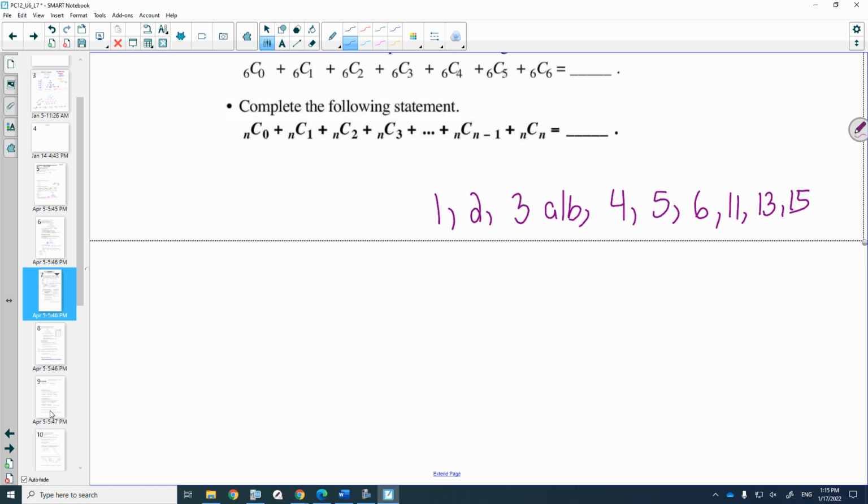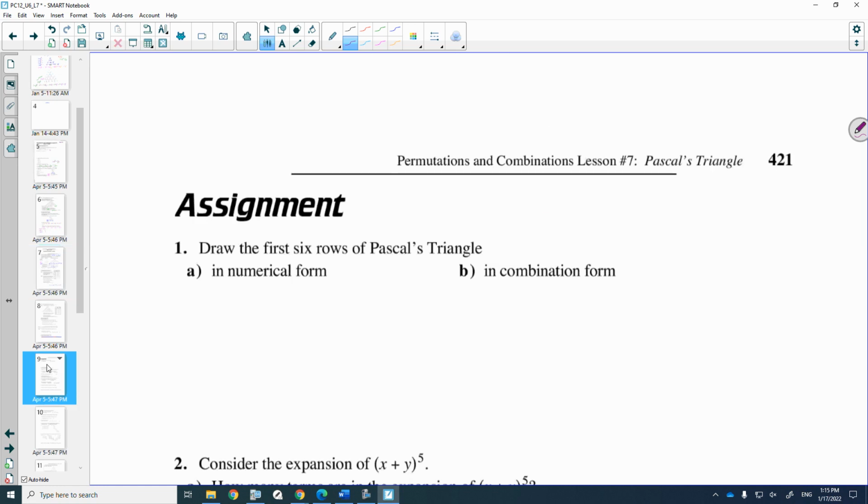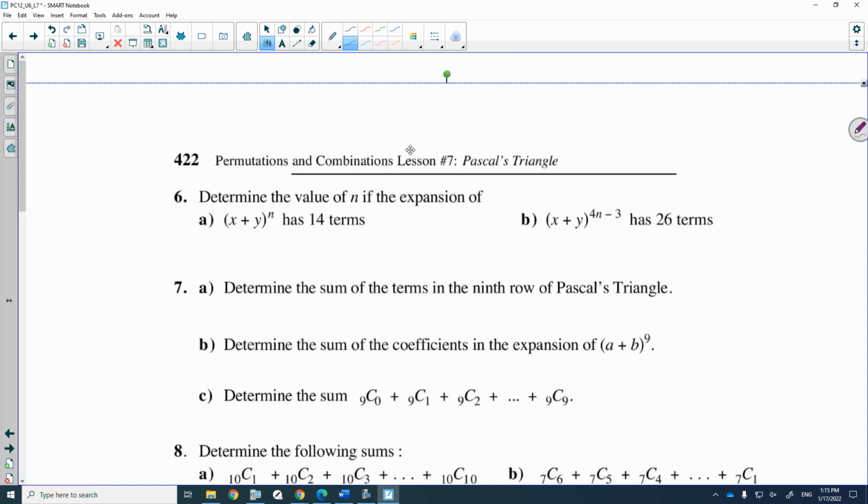because like I said, this will be a test question. Okay, determine the value of n if the expansion of this has 14 terms. We know that the number of terms was that number plus 1. So if there's 14 terms, that number plus 1 is equal to 14. To get n, subtract 1 from both sides, and it's going to be 13.